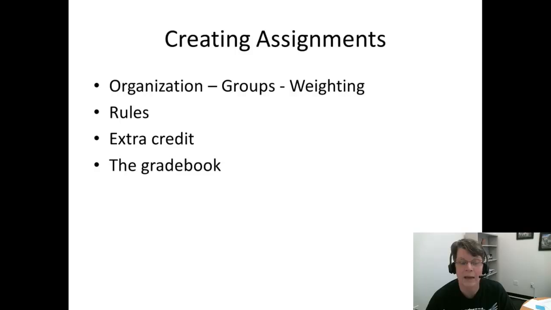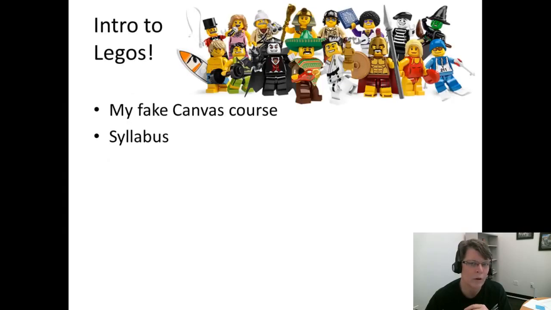that we can apply this weighting, rules where we can tell Canvas to drop the lowest 3 scores in a group, but maybe never drop this one particular assignment. How to figure out extra credit so the math will be correct if you're using weighted groups. And what does the gradebook look like as we're going through all of this?